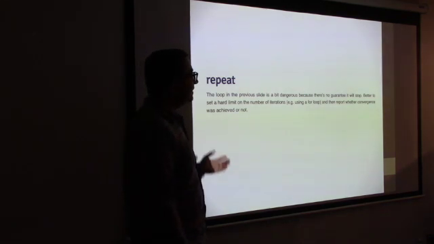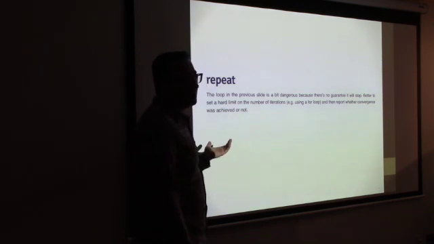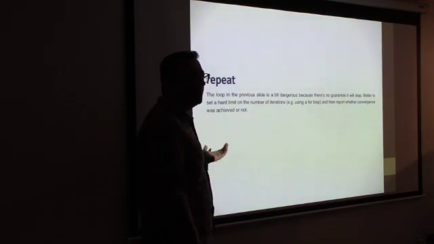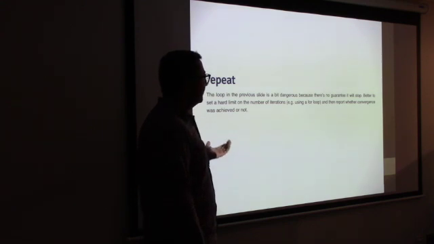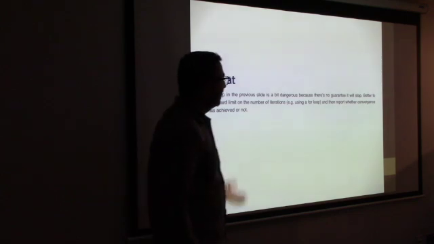Okay, so it's a bit dangerous to use a repeat loop because there's no guarantee it'll stop. Better to set a hard limit on the number of iterations. For example, it's always better to use a for loop than a repeat loop if you're doing the same thing, because repeat loops sometimes can run indefinitely, and that might be a problem.